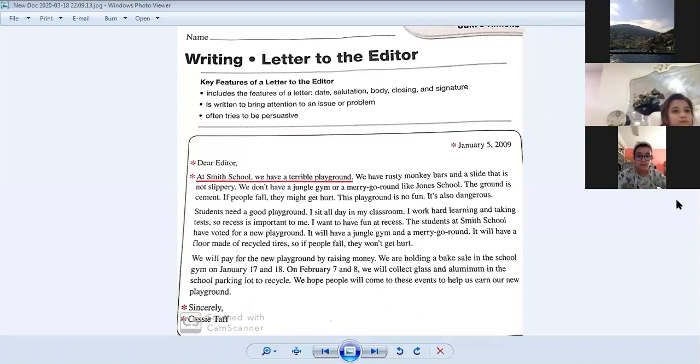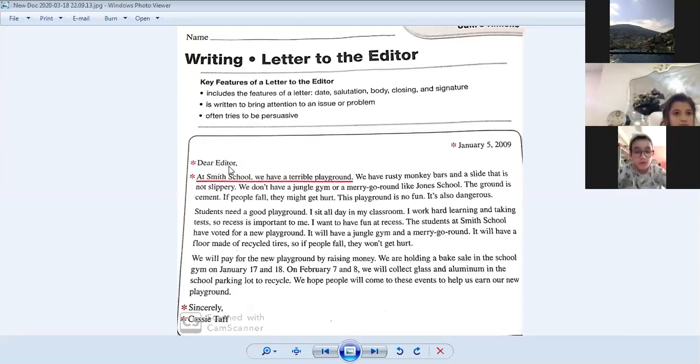What do we write? Written to bring attention to an issue or problem. Often tries to be persuasive. Persuasive, and you have to mention your problem a lot. You have to give more details about your problem so the people or the readers should believe that this is a serious problem and it must have a solution to it. Let's read this sample. See here, they wrote the letter January 5, 2009. Oof, long time ago, 11 years ago.